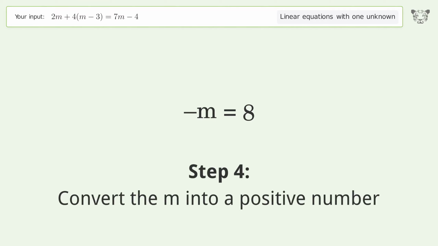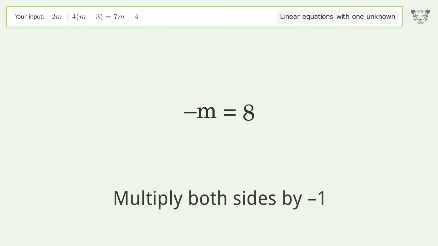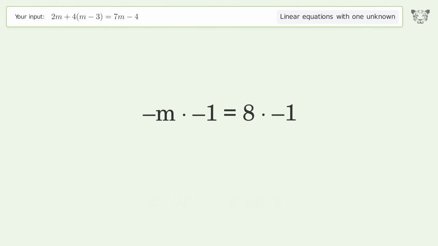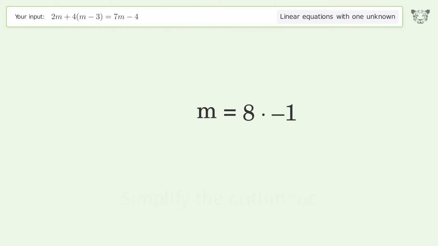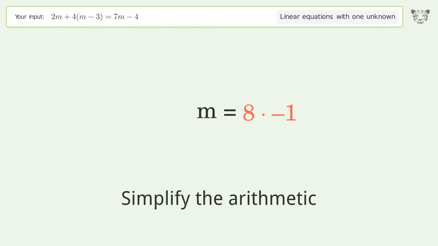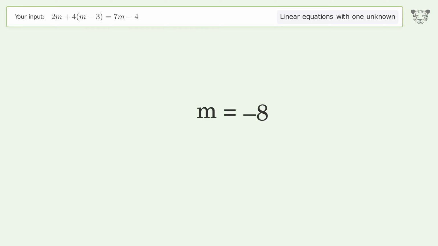Convert the m into a positive number. Multiply both sides by -1. Remove the ones. Simplify the arithmetic. And so the final result is m equals -8.